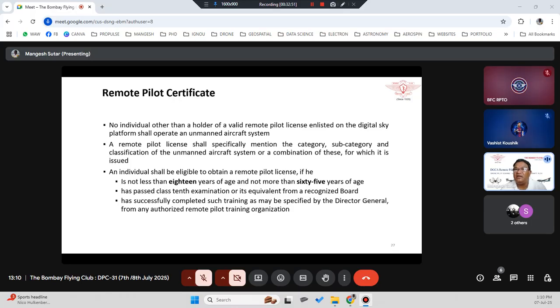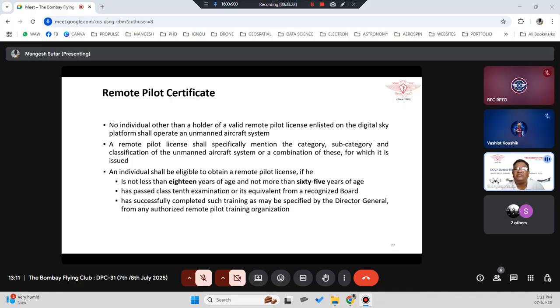There was a person who was 62 when he got certified. Now 3 years have passed, so he has become 65. His license has become invalid. But DGCA has not cancelled his license because his license is valid for 10 years. His license is currently on hold because they need to validate whether they can allow him to fly, as he has crossed 65 years of age as per the drone rules 2021. So his license is on hold as of now. Okay, so he cannot fly.